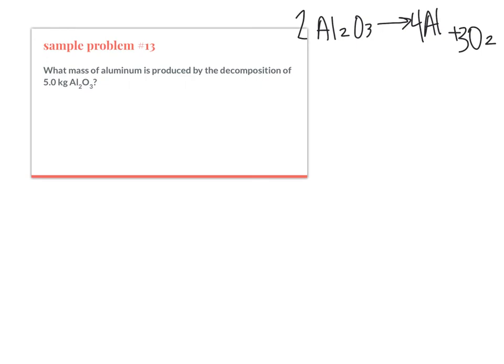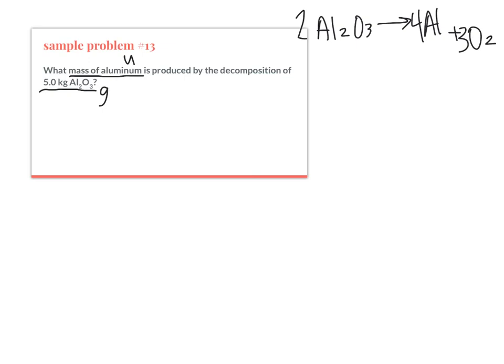Okay, and this one might throw us off a little. I might have even read it wrong. I don't remember, and I'm not going to scroll back to look. But it says our given, or let's do our unknown. Our unknown is the mass of aluminum. And our given is 5 kilograms of aluminum oxide. Okay? And so you got to be careful with that, because it depends on what you're trying to figure out.